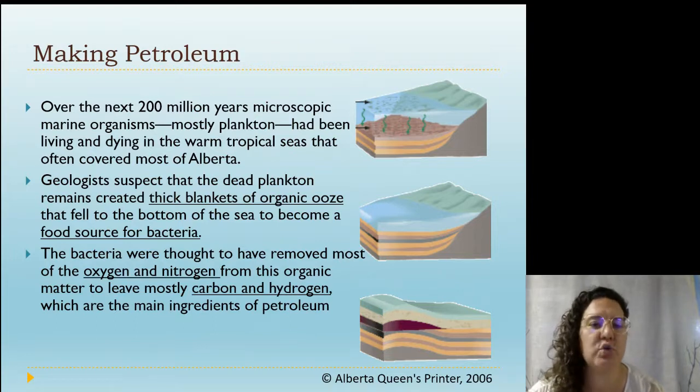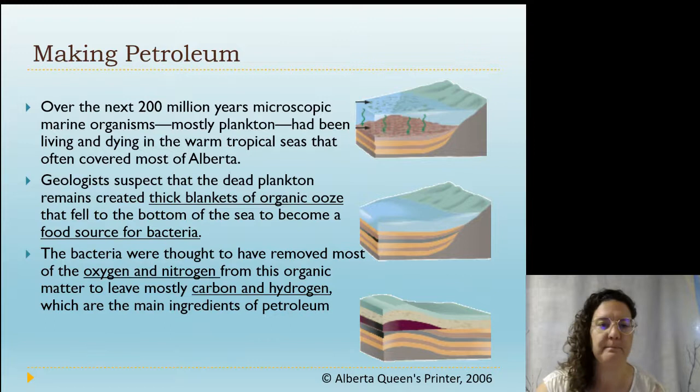So over the next 200 million years, these microscopic organisms, mainly plankton, were living and dying in the warm tropical seas that covered Alberta. And geologists suspect that as the plankton died, they covered the ocean floor with thick blankets of organic ooze, and then became a food source for bacteria. The bacteria were thought to have removed most of the oxygen and nitrogen from the organic matter for their chemiosmosis, and this left behind carbon and hydrogen, which are the main ingredients in petroleum.